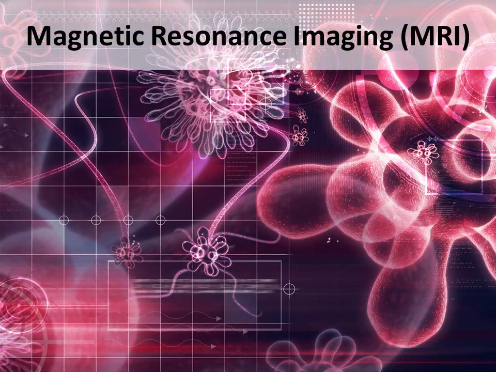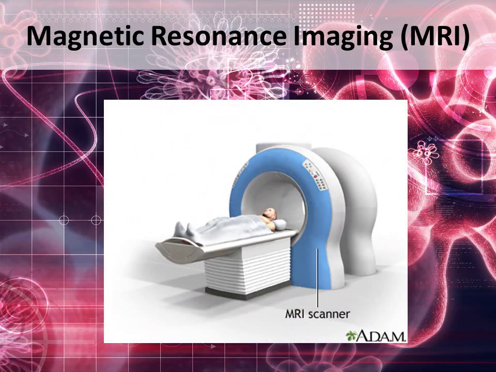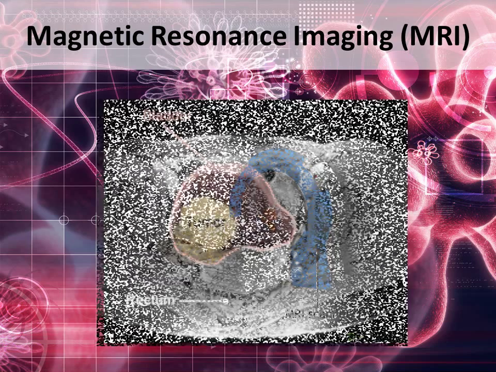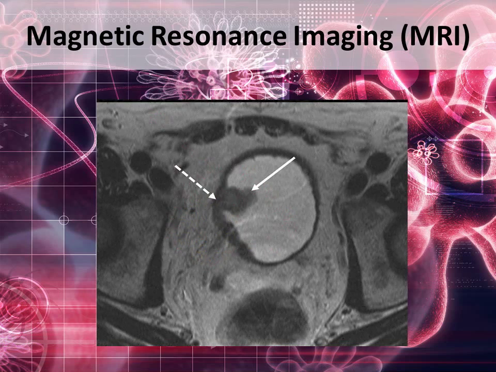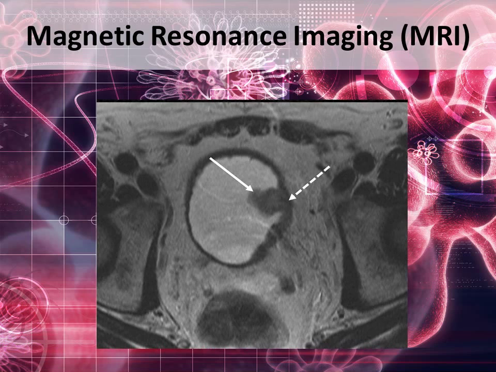Magnetic resonance imaging or MRI. MRI urogram is more sensitive than CT scanning and has the added benefit of detecting a large lymph node near the tumors, which can suggest that a cancer has spread, metastasized, to the lymph nodes or nearby tissues.